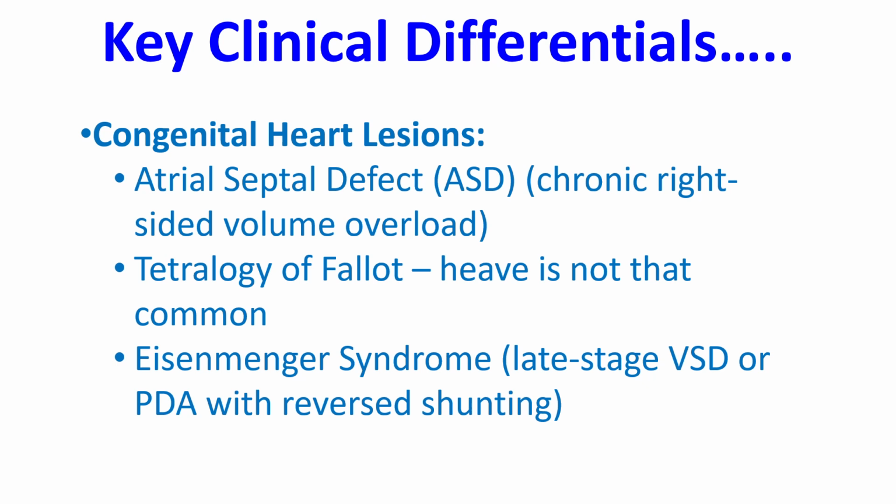Congenital heart lesions: atrial septal defect, with chronic right-sided volume overload. Tetralogy of Fallot, where heave is not that common. Eisenmenger syndrome, late-stage VSD or PDA with reversed shunting.